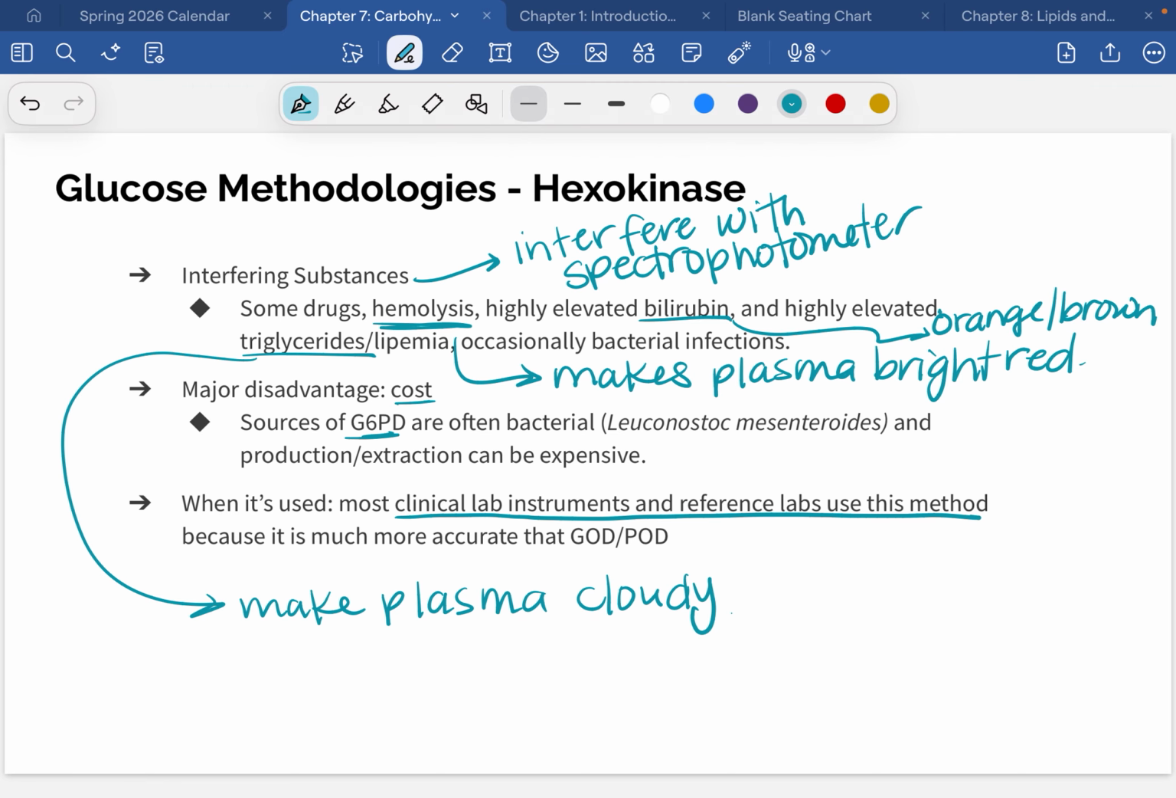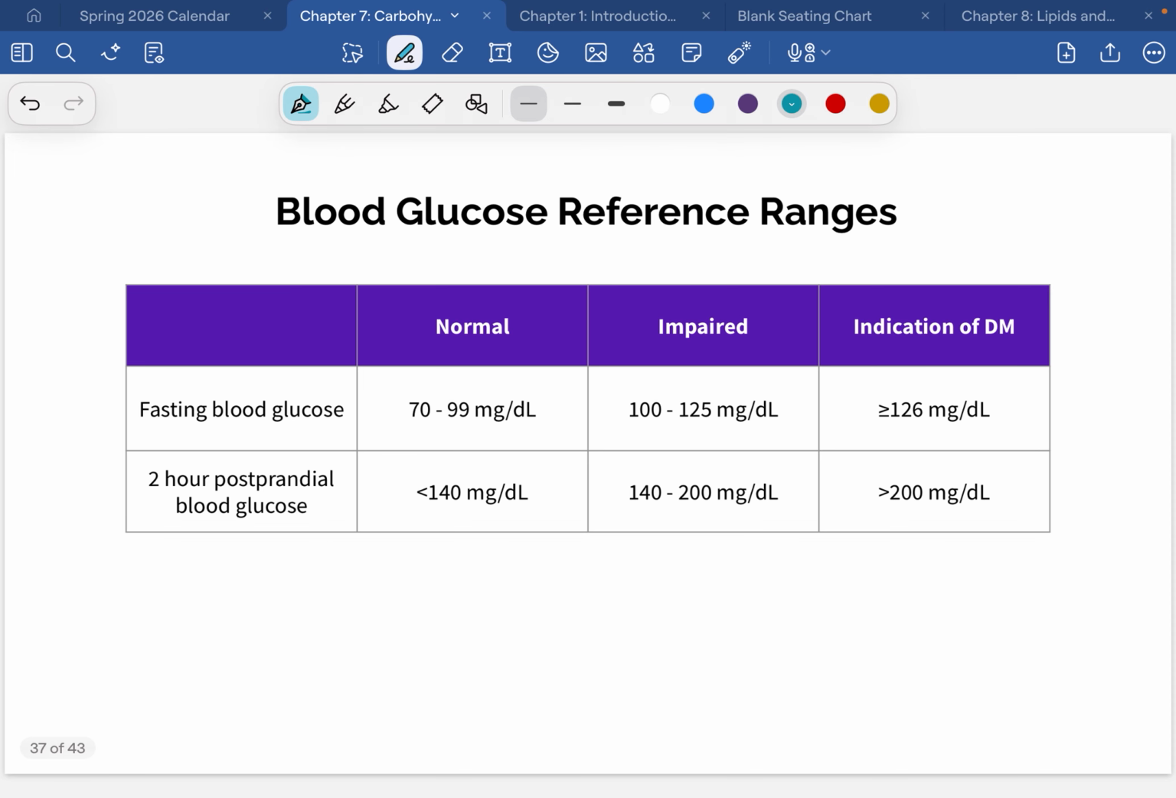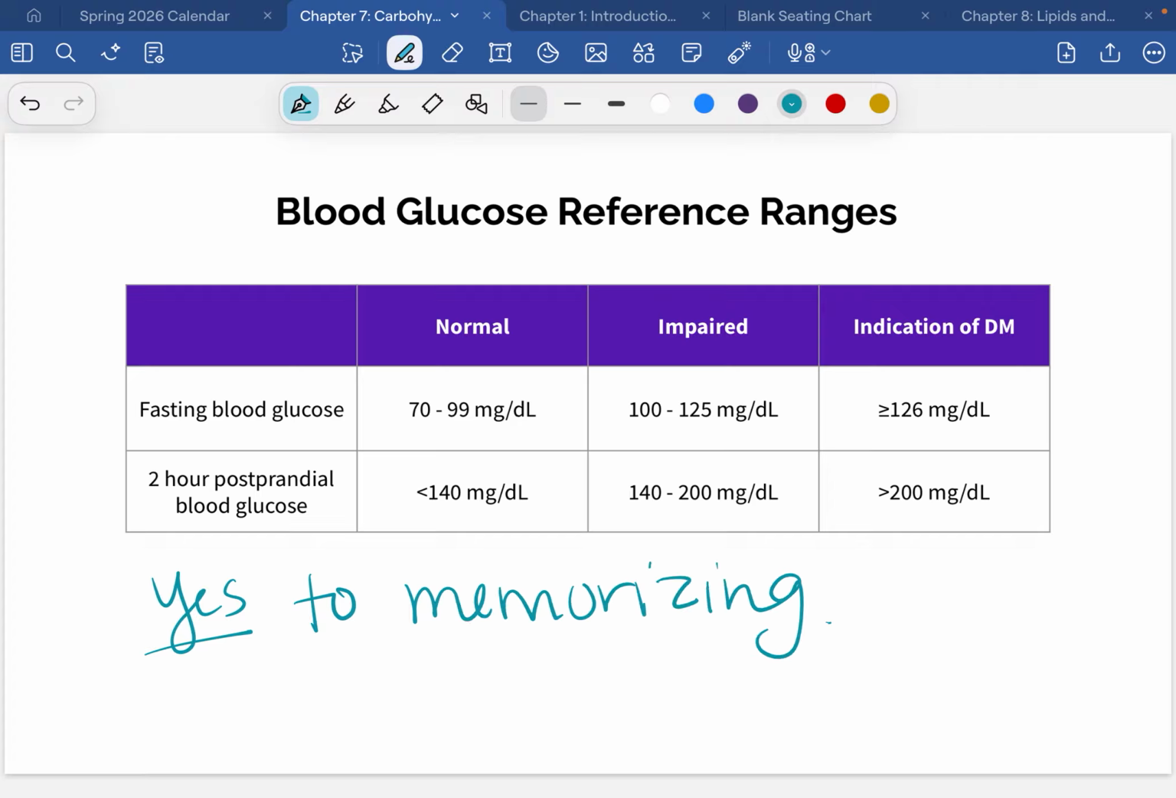Okay. So those are our blood glucose reference ranges. We talked about these on a couple of different slides, but this just puts it all onto one slide. And you do have to memorize these. So yes to memorizing. It is required that you memorize these. And you also need to remember that all of these are plasma measurements.